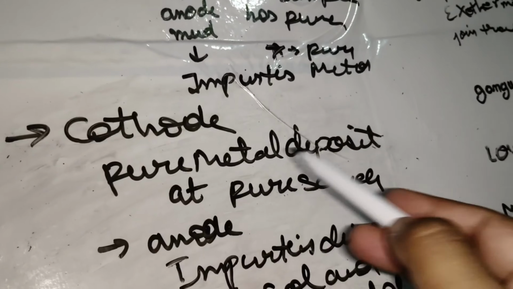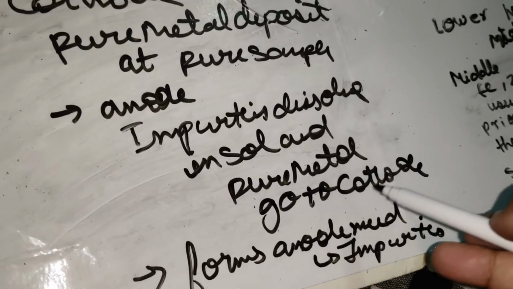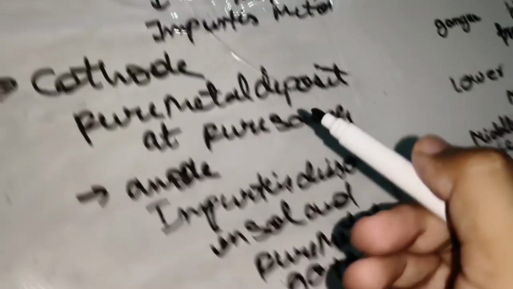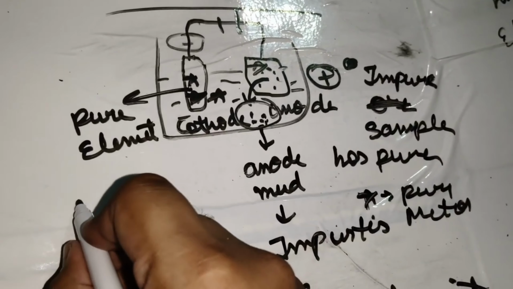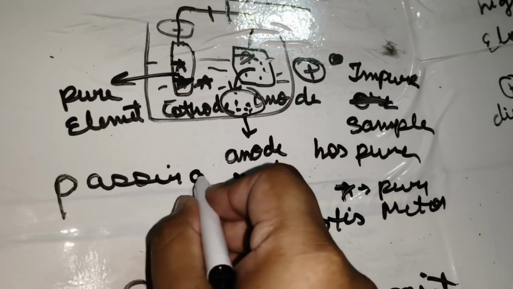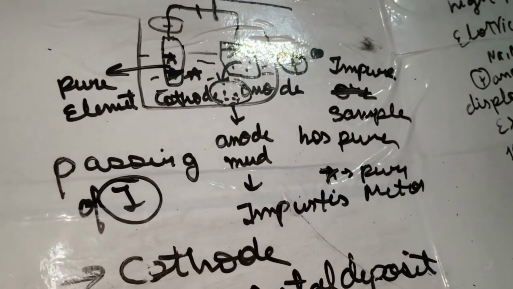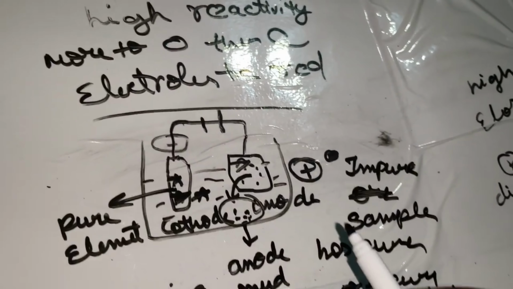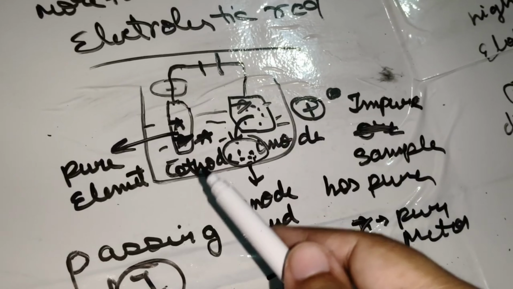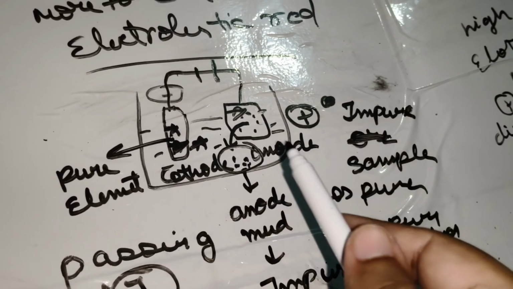So basically, at the cathode, pure metal is deposited at the pure sample, and at the anode, impurity is dissolved in the solution and forms anode mud, that is the impurities. And how is it done? Basically, this is done by passing current, the electricity passing through the cell. Then this is electrorefining, where the impurity gets dissolved and forms the anode mud, and the pure metal goes to the cathode.